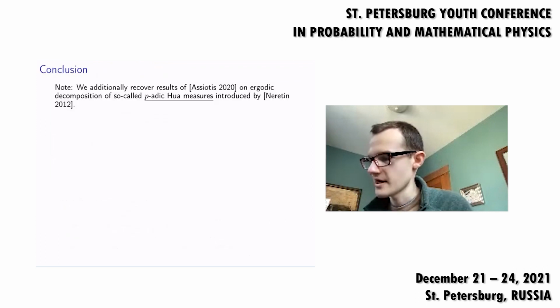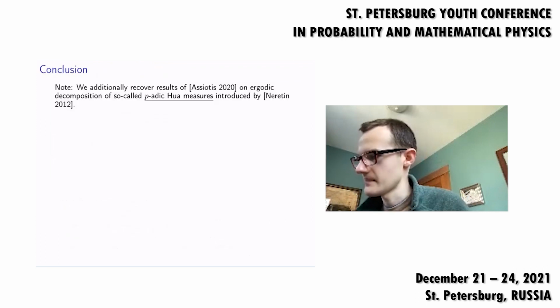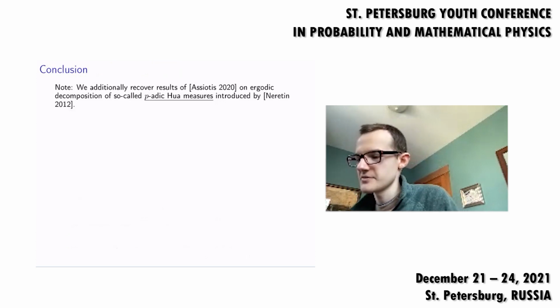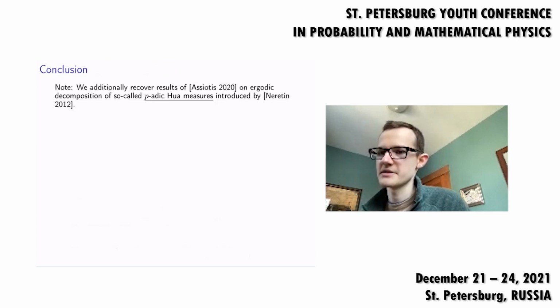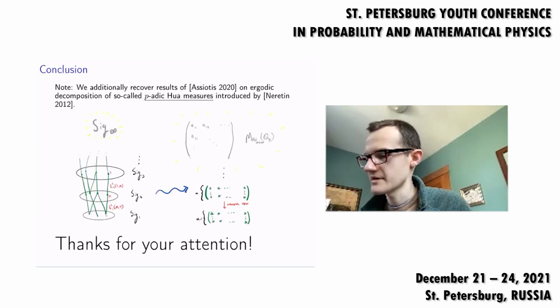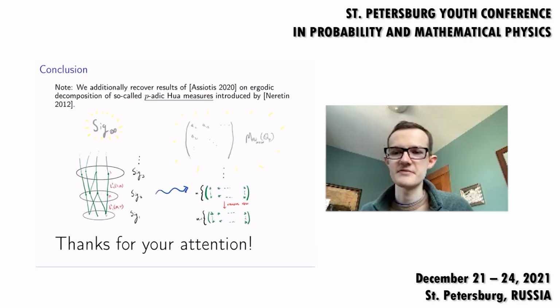So I'm almost out of time. In fact, I basically am out of time. So I'll just say, there are some results of Assiotis on the decomposition of these so-called p-adic Haar measures. In these results, Hall-Littlewood polynomials sort of appeared mysteriously, but we're now actually able to give new proofs of these where the Hall-Littlewood polynomials appear very naturally and sort of explain why that is. And that's all I have to say. So thank you very much for your attention, for all these great questions. And thank you.